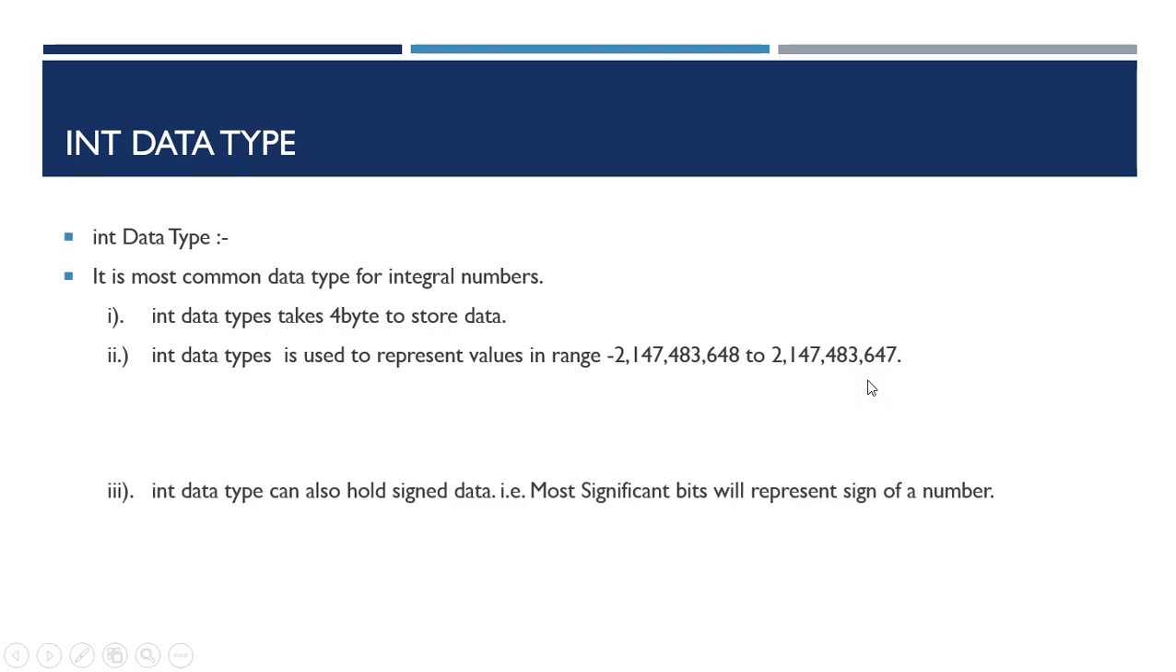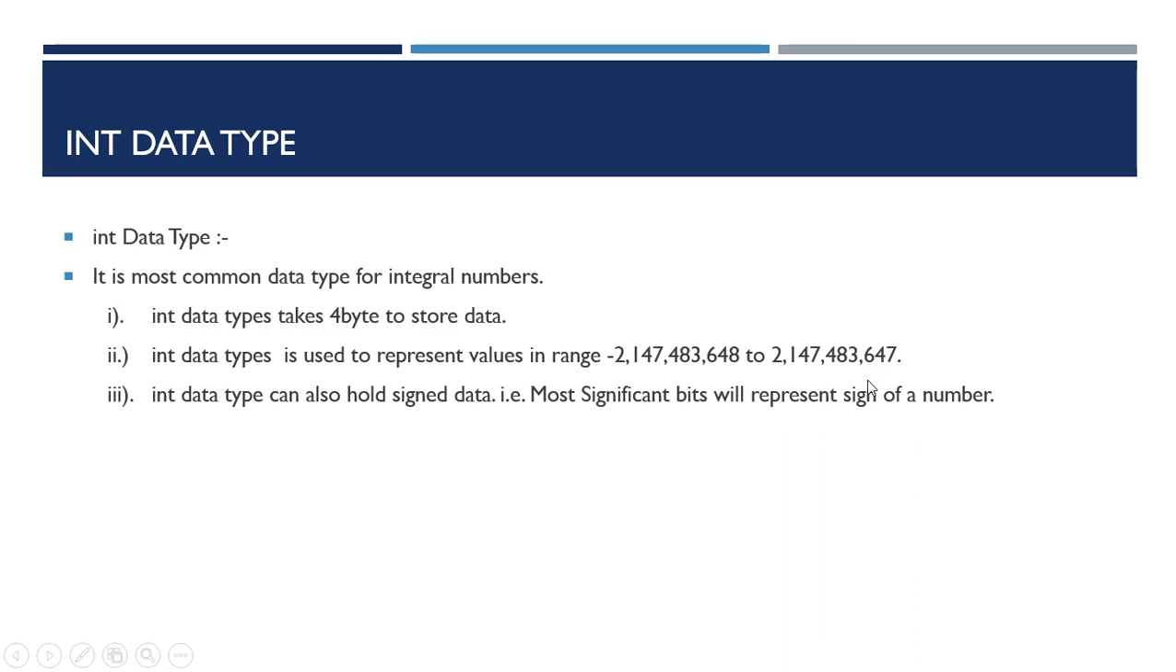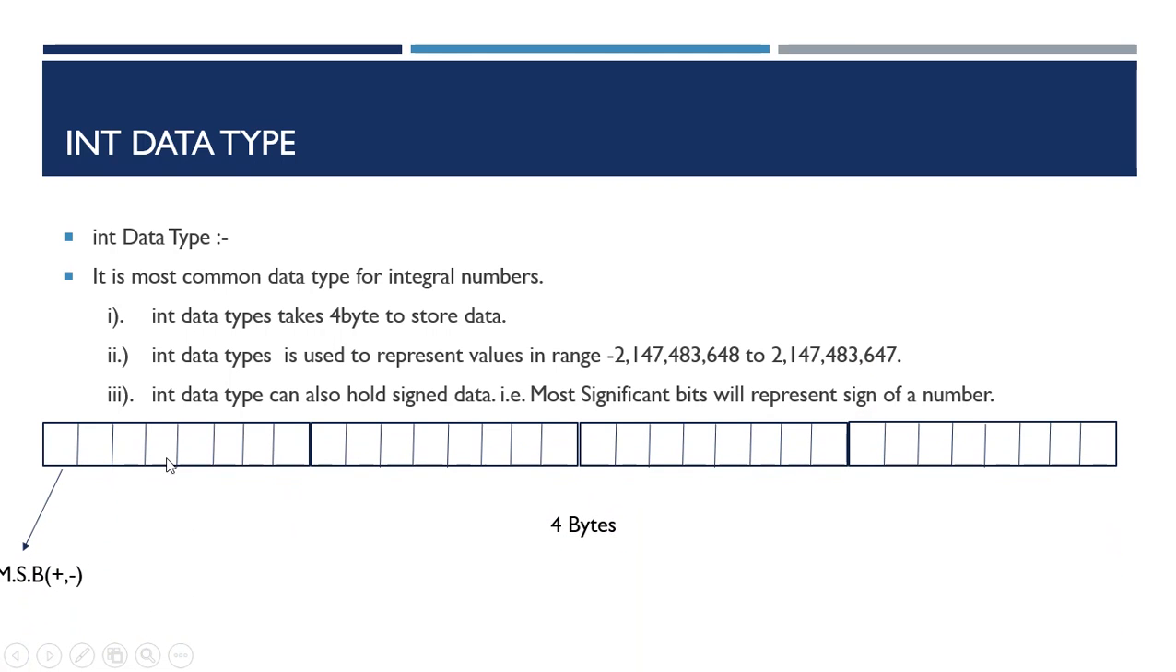As I said, out of 32 bits, 31 bits are used to hold the data, and 1 bit is used to represent the sign of a number. The most significant bit is used to represent the sign. So these are the 32 blocks, out of which 31 are used to represent a number, and the most significant bit is used to represent the sign, positive or negative.